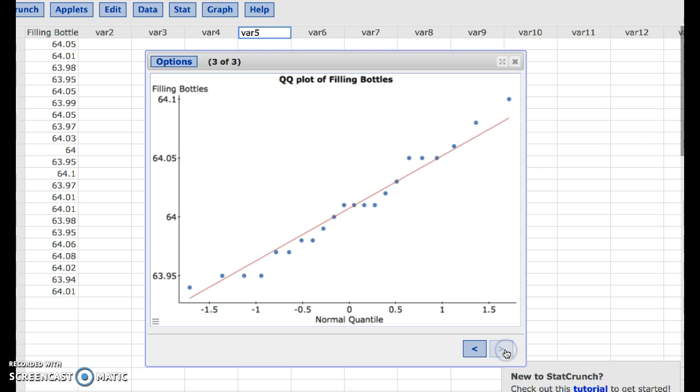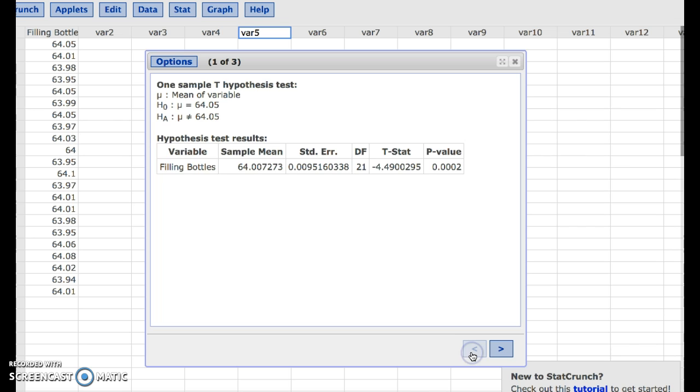Okay, that looks good. Okay, so notice we have some variation going on, but I would say this looks pretty close to linear. So let's go back and look at our test statistic and our p-value.